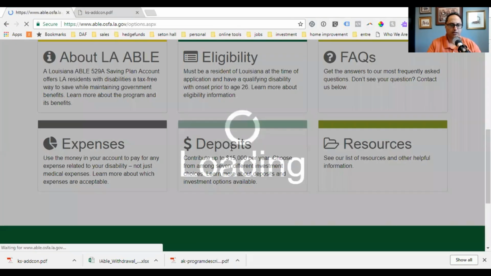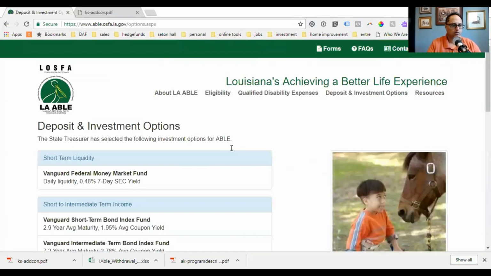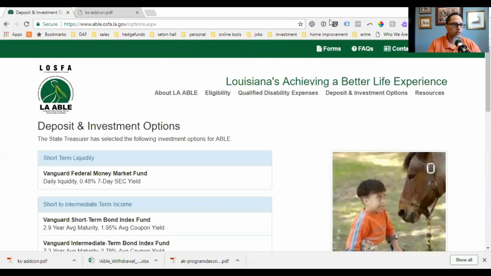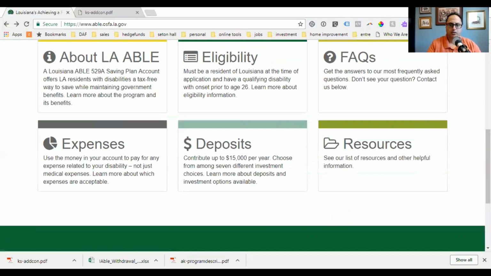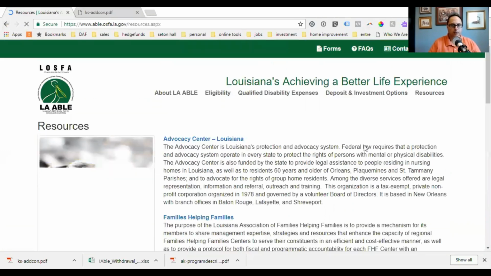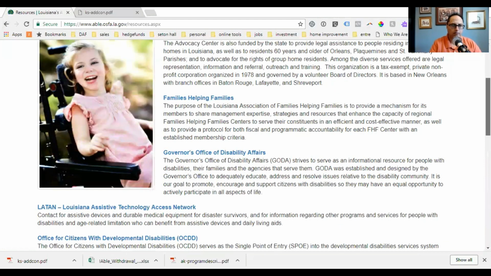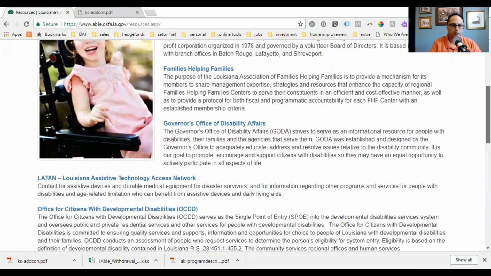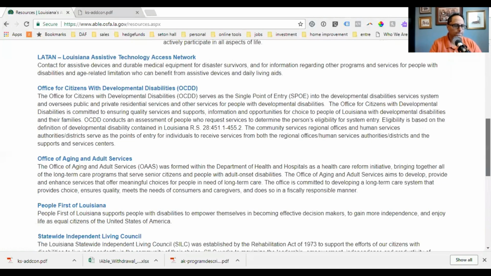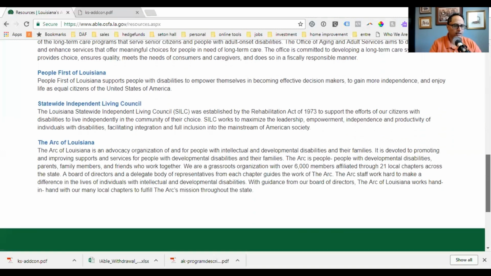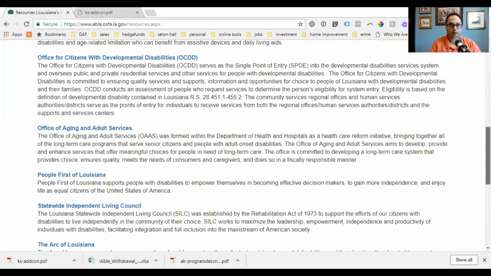Okay, so we went through the questions. Did we do deposits? We did deposits and investment options. Okay, and let's go to resources. So we should know about Advocacy Center in Louisiana. Okay, Families Helping Families, Governor's Office. These are statewide Louisiana programs and resources.